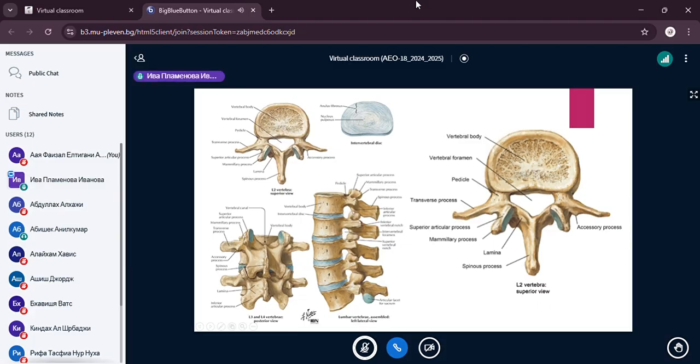And we have joints between them, between the superior and the inferior articular processes. You can see here, spinous process, inferior articular, this one, and this is the superior, with the articular surface for the other, the adjacent articular process.